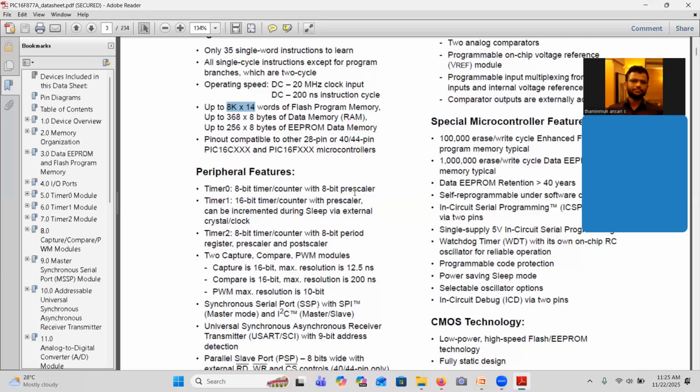The capture will digitize your PWM, and compare will compare your PWM. So we have capture and compare modules, and then we also have PWM modules. Mostly these are configure-and-run logics. Once you configure them, they will work.